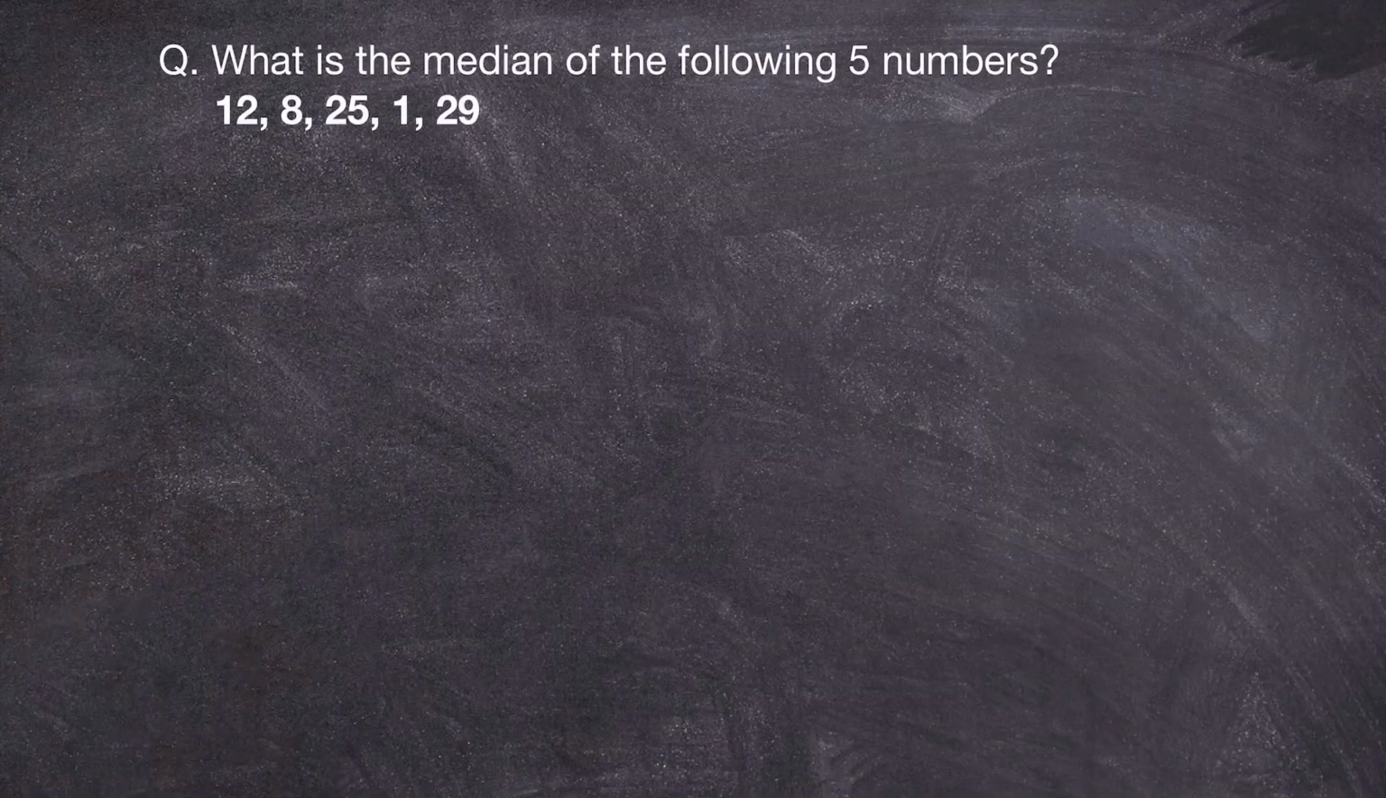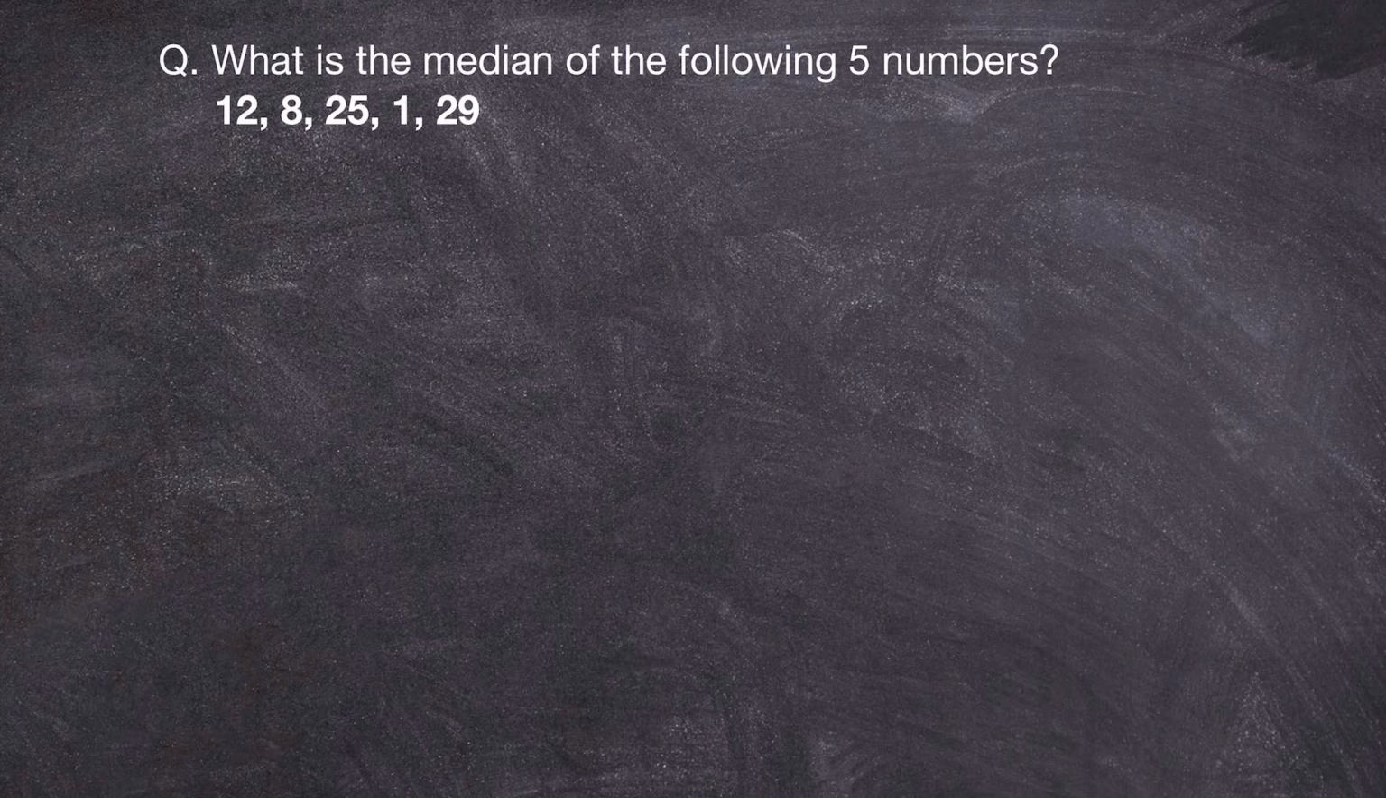Now, we have another question. What is the median of these following 5 numbers? Now that we know the unknown variable of x, we can figure out the median. Now, median refers to the middle number, literally. So what we're going to do first, in order to figure out the median, is we're going to line up the numbers from smallest to largest.